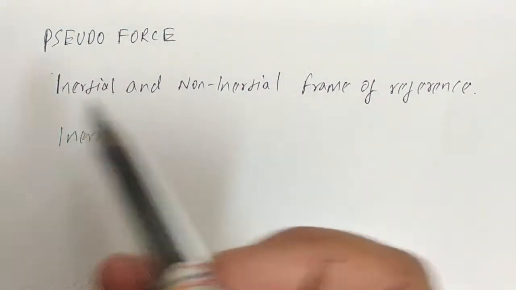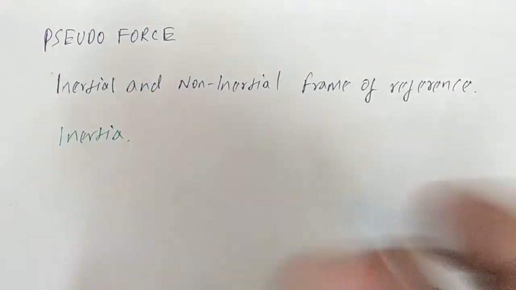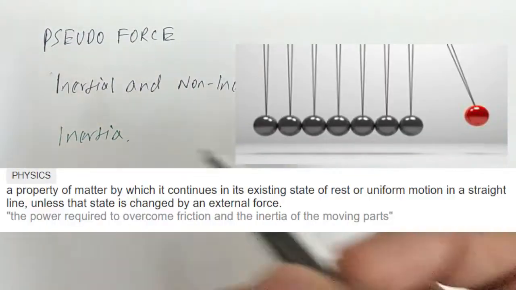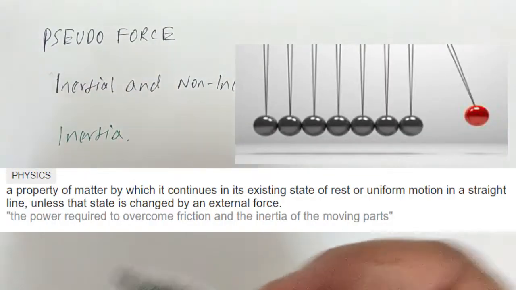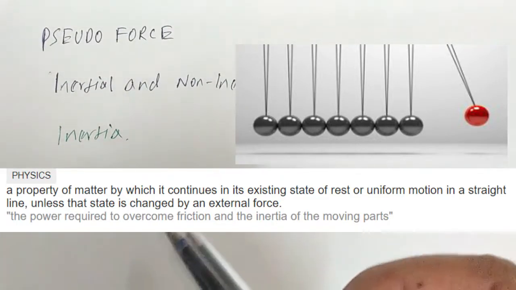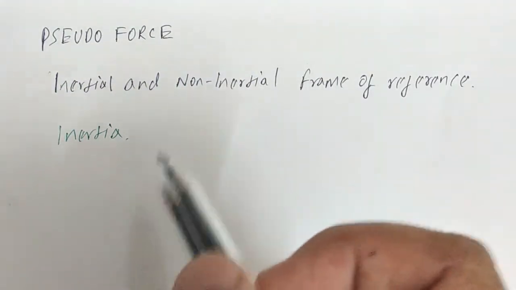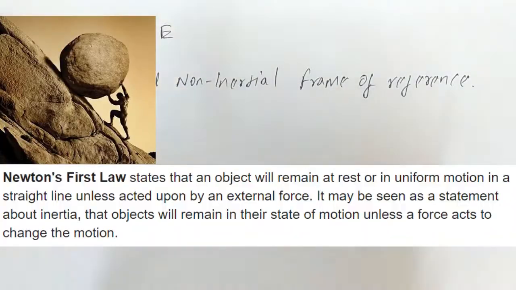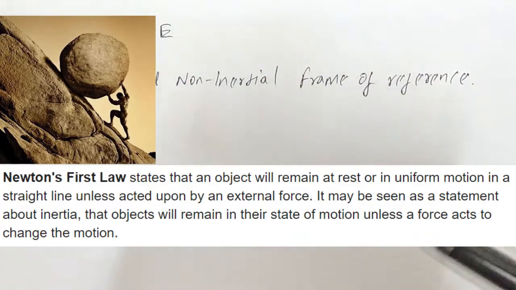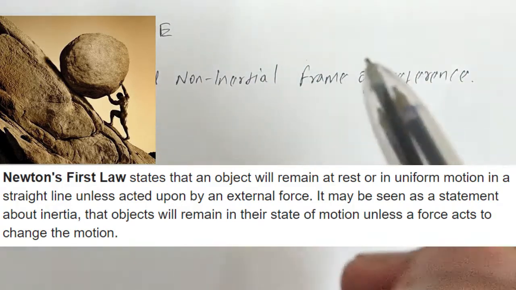Now, what do you understand by the term inertial? You might guess that it is derived from the word inertia. Inertia is the tendency of the body to stay in the state of rest or continue with its state of uniform motion. It is actually derived from Newton's first law of motion, which states that a body tends to remain in the state of rest or uniform motion unless acted upon by some external force.